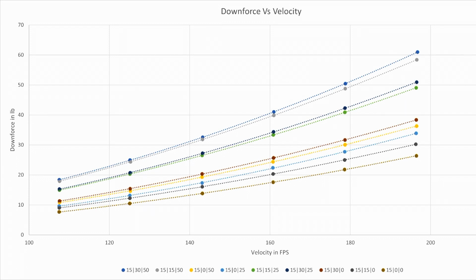It can be clearly seen on the downforce versus velocity graph that the most aggressive configuration, consisting of 15 degrees, 30 degrees, and 50 degrees angles of attack for each element respectively, corresponds to the highest downforce we can achieve. At 60 pounds of downforce on the 30% scale model, this corresponds to 140 pounds of downforce on the actual car. But what does this mean in terms of cost with drag?